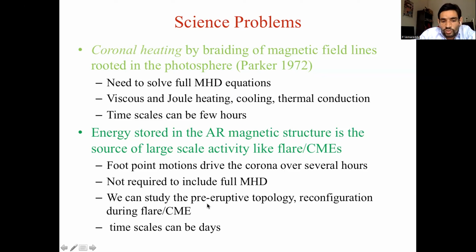The other class of simulations, which I'm interested in and am going to discuss, is the large scale active regions, to understand the flares and CMEs. Please try to understand that in the coronal heating problems, the time scales could be a few minutes to a couple of hours. In the large scale eruptions, the energy storing time scales and eruptions could be days. So these are two different things. Also understand that in the latter case, the magnetic field is the main driver. That is the major source of energy. That was the main point to note.